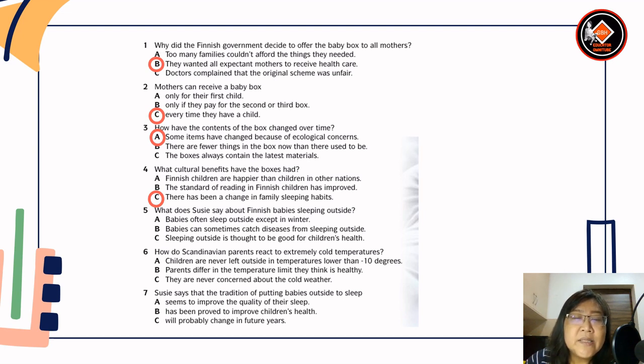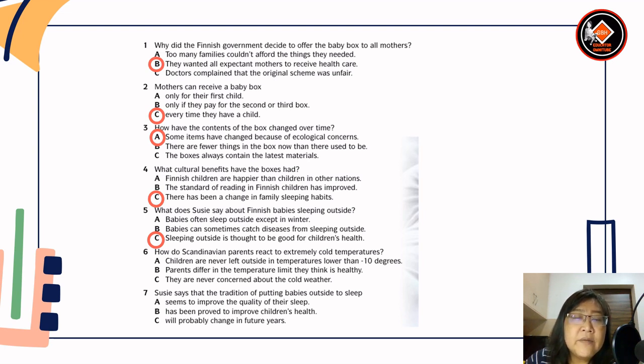Babies often sleep outside except in winter. Babies can sometimes catch diseases from sleeping outside. Sleeping outside is thought to be best for children's health. So answer is C. How do Scandinavian parents react to extremely cold temperatures?